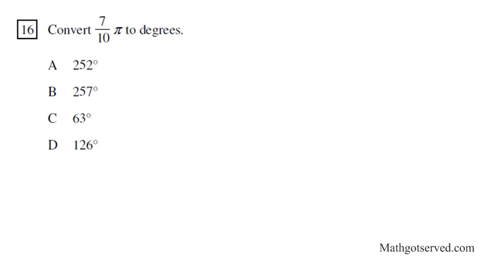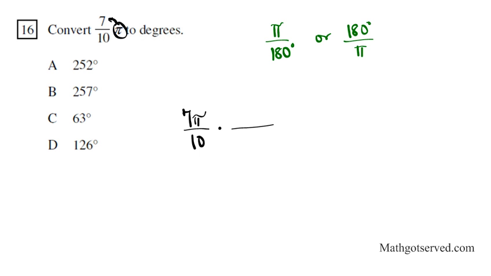Alright, moving along, number 16, convert 7 pi over 10 to degrees. So we have conversion factors, which are pi over 180 or 180 over pi. So the question is, which one do we use here? So we have 7 pi over 10. Notice how I put the pi next to the 7, because you're multiplying it by the numerator, okay? Now, since you have a pi on the top, you pick the one with a pi on the bottom so that the pi's cancel out, and you're left with degrees, okay?